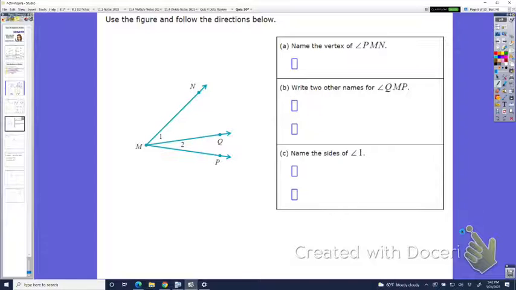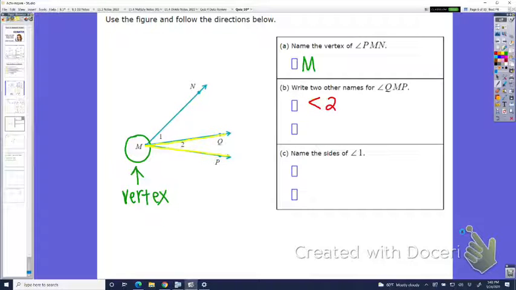Next up, you have angles. It says name the vertex. So the vertex is the endpoint right here. So the vertex is M. Write 2 other names for angle QMP. So if I highlight that here, QMP is this angle right here. So I could call that angle 2.